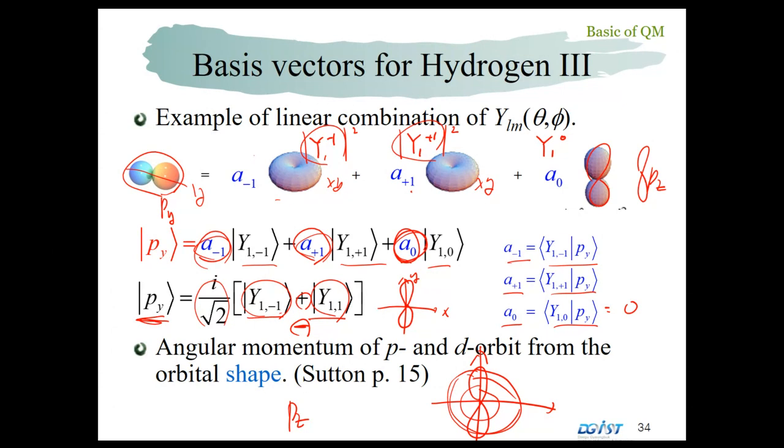Okay. That's the concept of the orbital motion from the spherical harmonics. Then why do we need the Px, Py, Pz instead of this representation? Because Px, Py, Pz is easier to explain the bonding between the atoms. It's easier to understand. Okay.